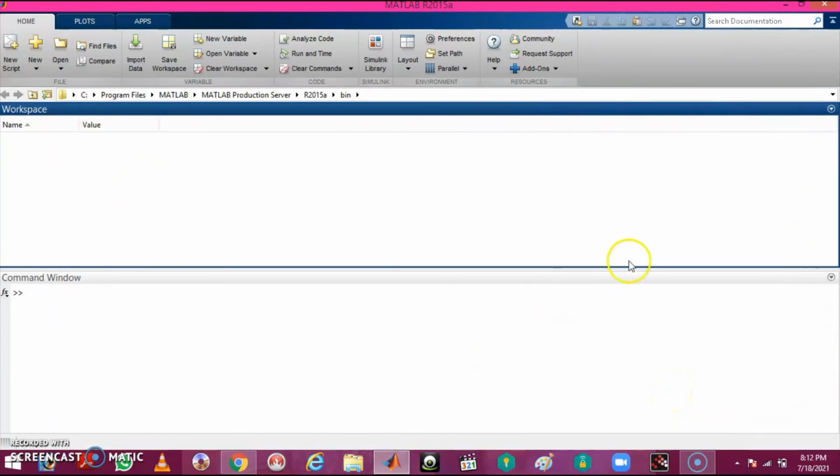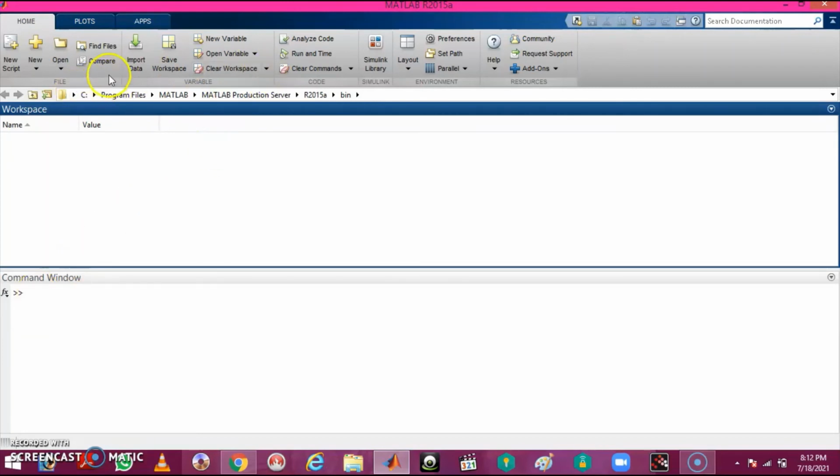What I am using is the 2015 version of MATLAB. In the lab you are having the 2012 version. In order to type the program, we need an editor window. Here you are having the workspace and command window. If you are having any errors, your command window will show the error.